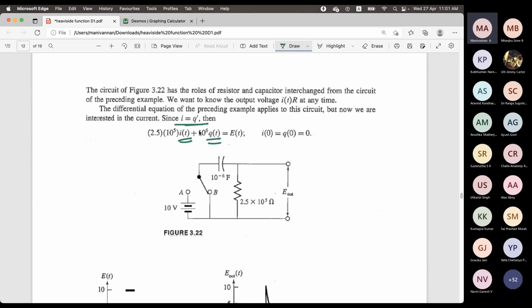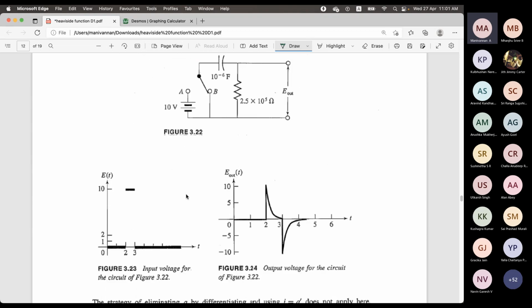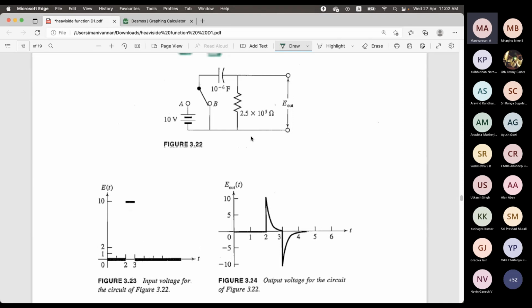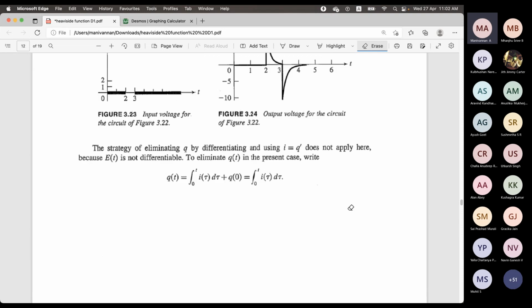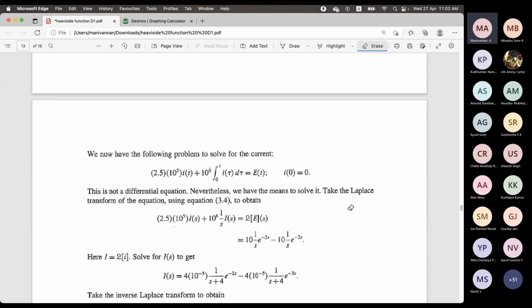Okay, then what is the condition? Actually, this is given from 2 to 3, it reaches 10, right? Am I right? Yes. So the right hand side function, the Heaviside function, E of t is written as 10 times h of t minus 2 minus h of t minus 3. Am I right? Yes, sir. Okay, the same as our previous problem. So we just write this and then solve this differential equation.